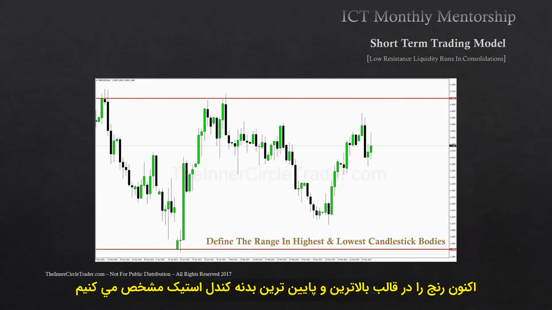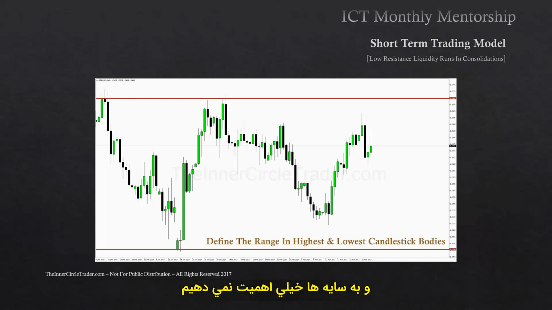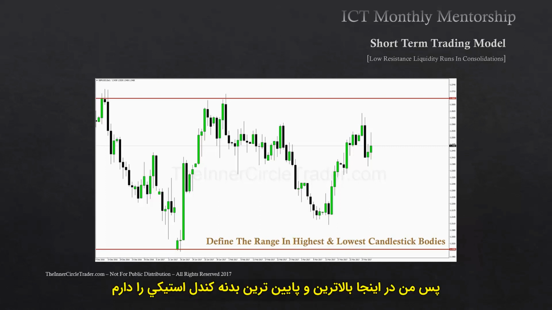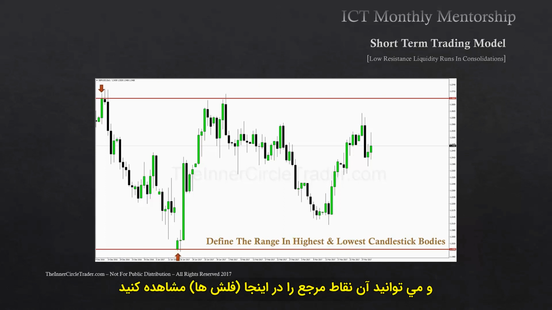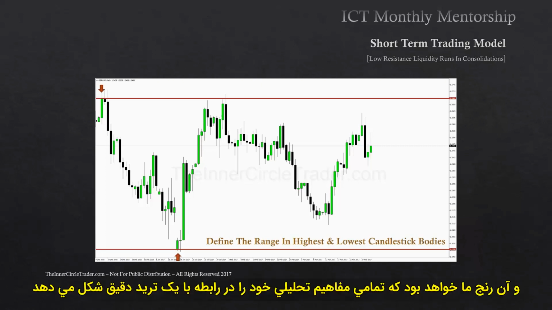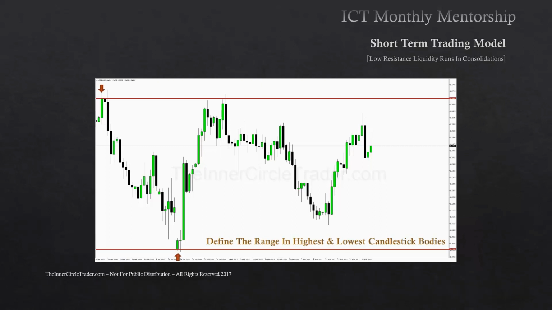We define the range in the form of its highest and lowest candlestick body. We're not concerned about the wicks so much, but we're primarily looking at the bodies of the candles. So I have here the lowest and the highest in terms of the candlestick bodies, and you can see those reference points here with the arrows. That's going to be our range that we frame all of our analysis concepts around as it relates to one shot, one kill.